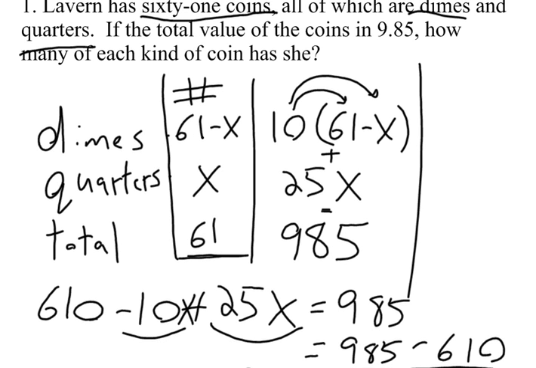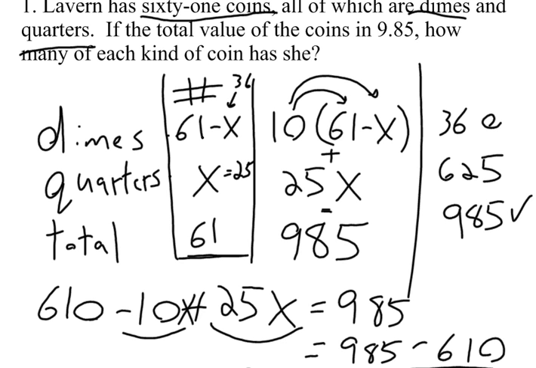I do need to actually take my solution and plug it in here, plug it in here. 61 take away 25 is 36. And 36 plus 25 is equal to 61. And let's make sure the value is okay. It would be $3.60 in dimes. And 25 quarters would give me $6.25. And I add those together and I get $9.85. So we are happy with that answer.